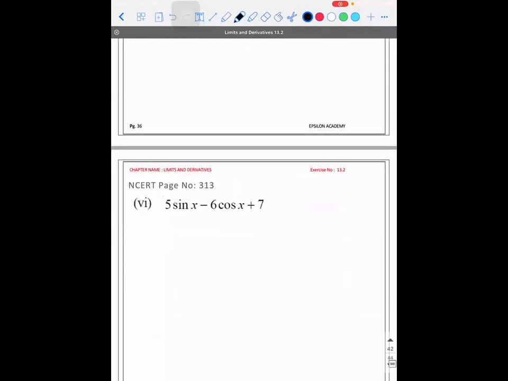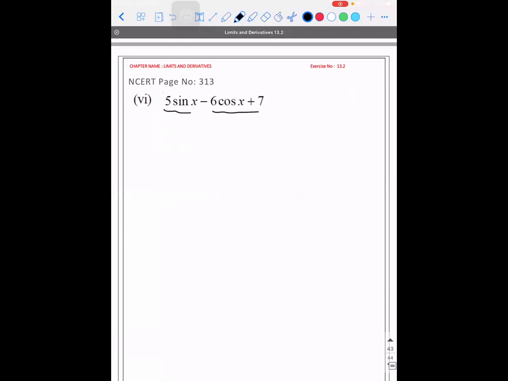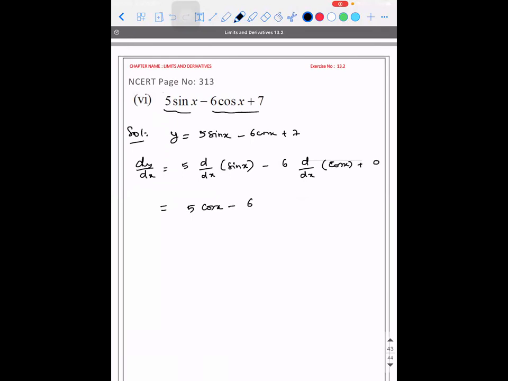Next. So derivative of 5 sin x minus 6 cos x plus 7. Five into d by dx of sin x minus 6 into d by dx of cos x plus derivative of 7 is 0. So 5 into derivative of sin x is cos x, minus 6 into derivative of cos x is minus sin x. So 5 cos x plus 6 sin x is the value of dy by dx.